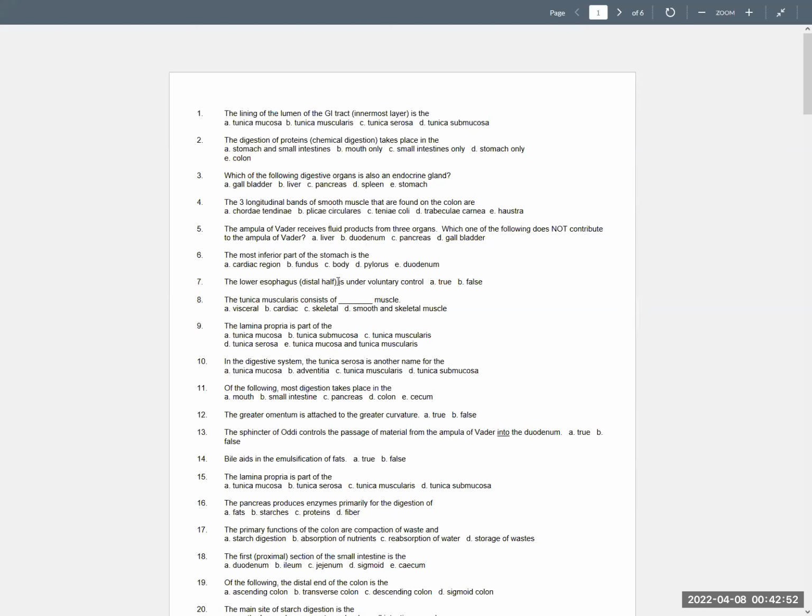6, the most inferior part of the stomach. Well, that's an easy one. I hope it's got to be an easy one. That's going to be the pylorus. So I'll go ahead and answer that one. 7 is false. Only the upper part of the esophagus is under voluntary control.